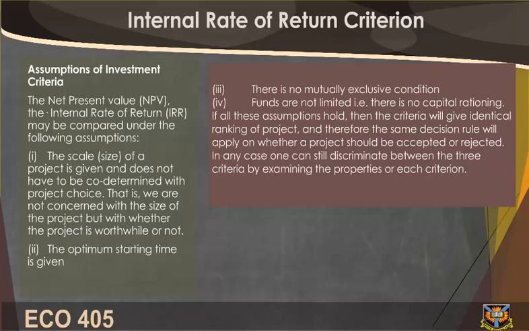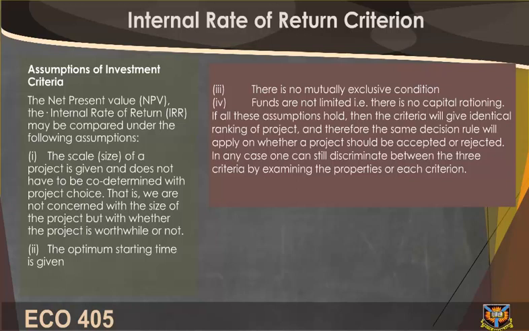Assumptions of investment criteria. The net present value, NPV, and the internal rate of return, IRR, may be compared under the following assumptions. 1. The scale of a project is given and does not have to be co-determined with project choice. That is, we are not concerned with the size of the project, but with whether the project is worthwhile or not. 2. The optimum starting time is given. 3. There is no mutually exclusive condition. 4. Funds are not limited. That is, there is no capital rationing.